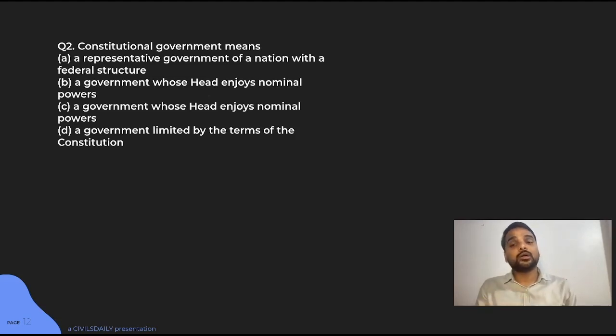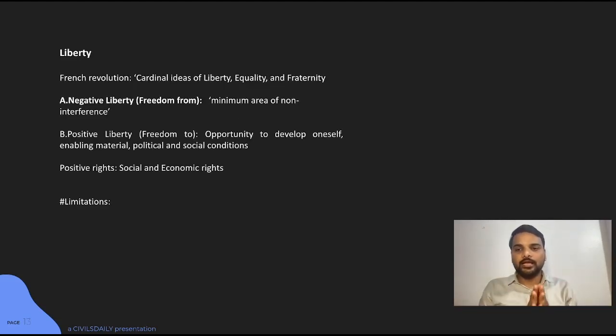So constitutional government means, as we just discussed, a government with limited power, because the constitution itself limits certain power. It cannot give absolute power to any institution or any individual. So a government limited by the terms of the constitution is a constitutional government. Coming to the next topic, that is liberty.